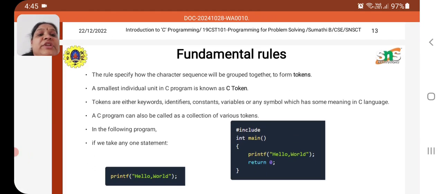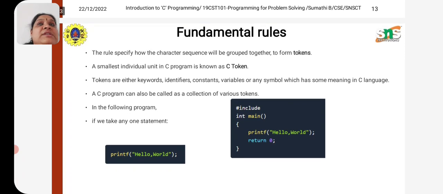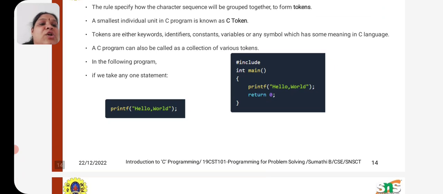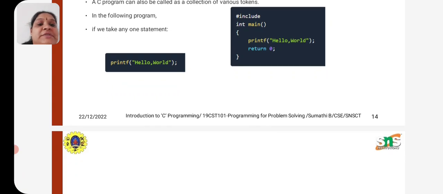And here are some rules that specify how the character sequence will be grouped together to form tokens. Tokens are nothing but small, individual units in a C program. They can be keywords, identifiers, constants, variables, or any symbol which has some meaning in the C language. A C program can also be called a collection of various tokens. So here is a general example for the C language: a normal hello world program, where I'm just printing hello world with the help of the printf statement.